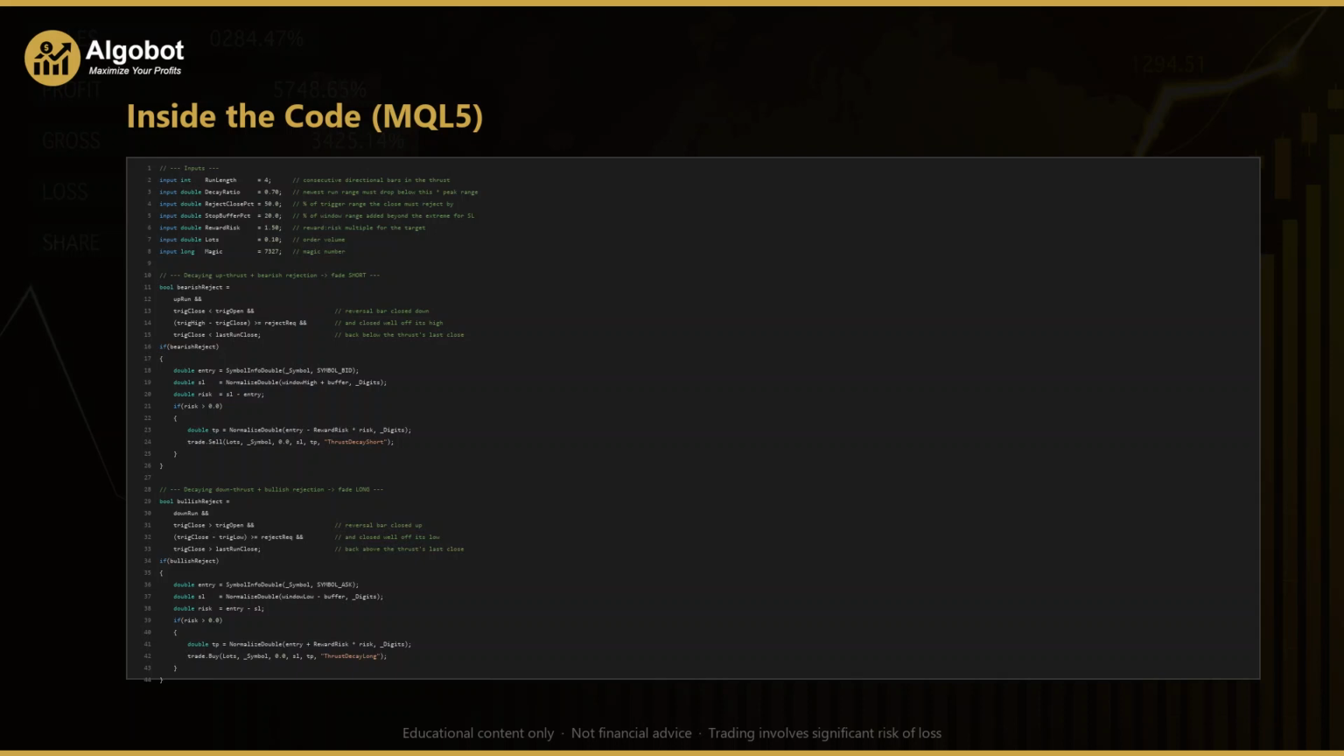The long side is the mirror image. Bullish reject requires a down run, a reversal bar that closed up, a close that rejected well off its low, and a close back above the last thrust bar's close. The entry is the ask price. The stop sits below the window low minus the buffer, and the take profit is entry plus reward risk times risk. The code then calls trade.buy. Both sides are symmetrical, the same logic, in opposite directions.